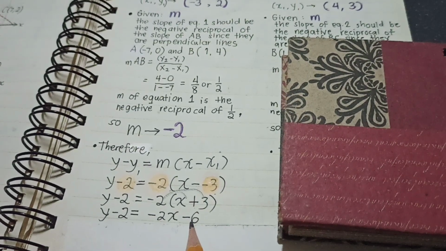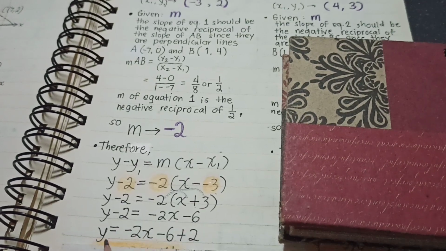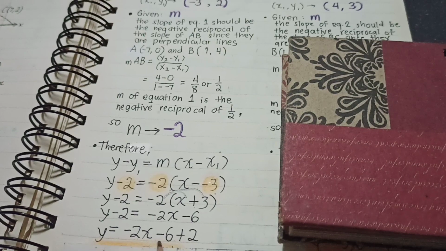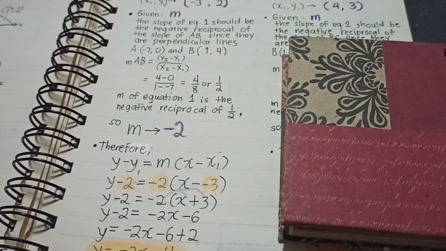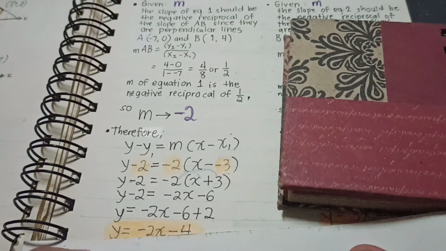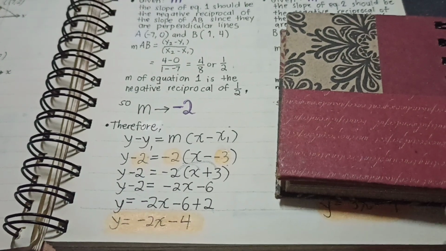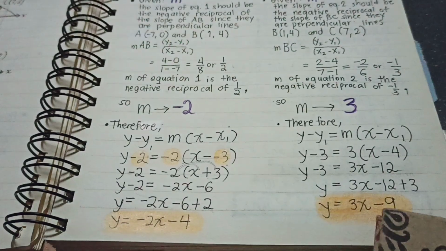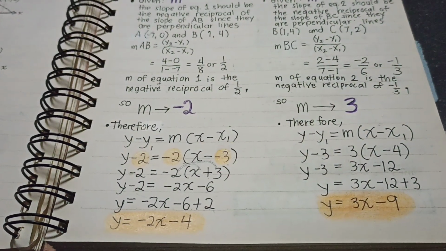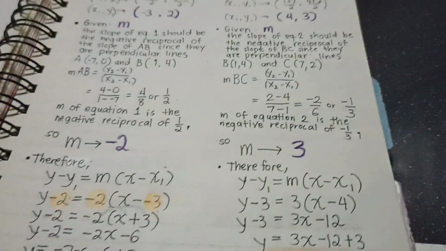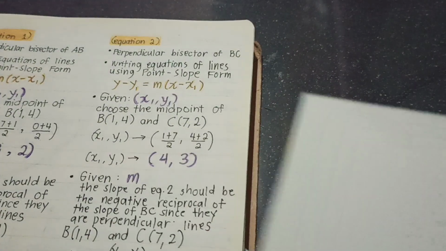Right? Then I would like to write the slope intercept format. That is y is equal to negative 2x minus 6 plus 2. So y is equal to negative 2x minus 4. There. You have the first equation. You may write the standard equation format of line. It will serve a good purpose later.